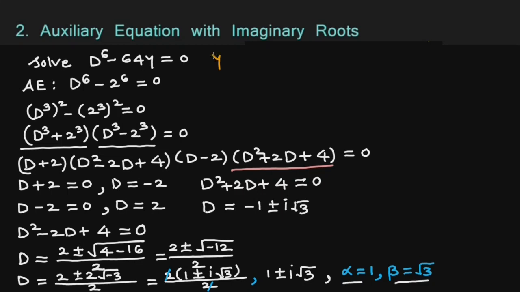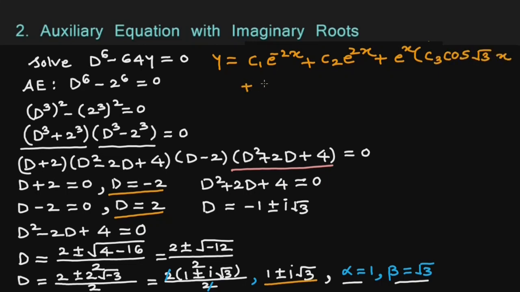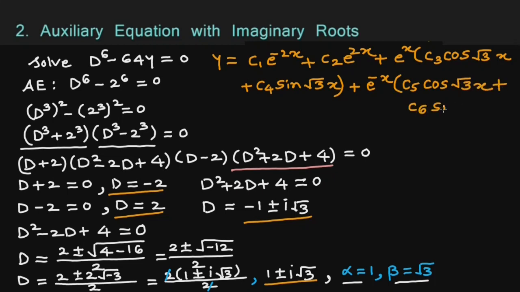Now the solution will be y equals, for d equals minus 2, c1 e raised to minus 2x. For d equals 2, c2 e raised to 2x. For d equals 1 plus or minus i root 3, e raised to x into (c3 cos root 3x plus c4 sin root 3x). And for d equals minus 1 plus or minus i root 3, e raised to minus x into (c5 cos root 3x plus c6 sin root 3x). So this is the solution.